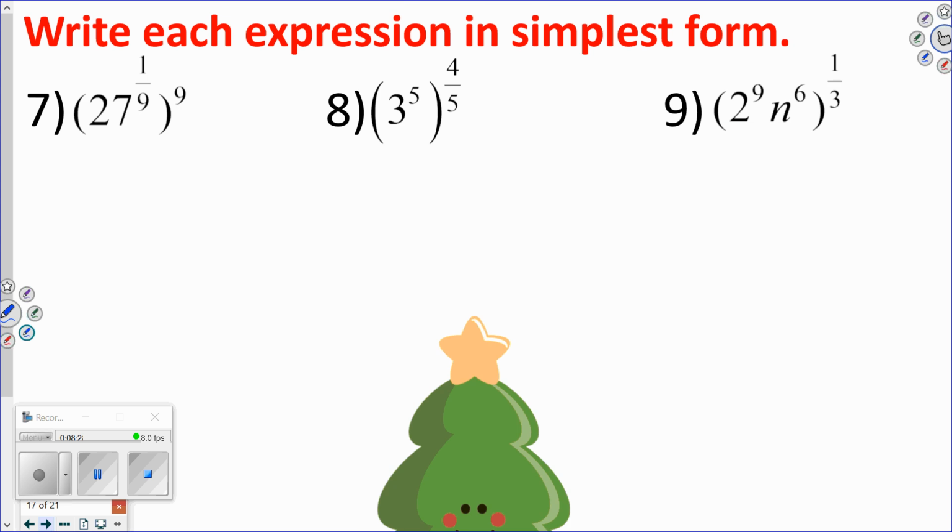Number 7, 27 to the 1/9 to the 9th. That's distributing. Do you see how the exponent is outside the parenthesis? So then it's going to distribute in, and this is where some students really kind of fall apart because they try to multiply it to everything. It only multiplies to the exponents. Yeah. So what's 9 times 1/9? It's just 1, yeah. So 27 to the first, which is just 27.